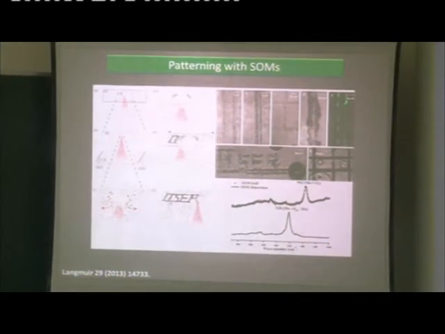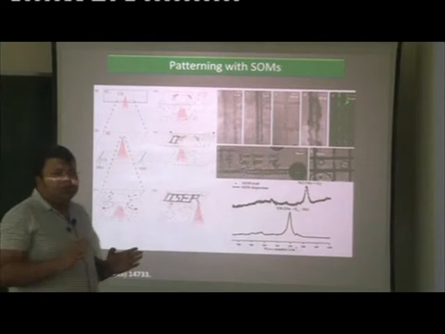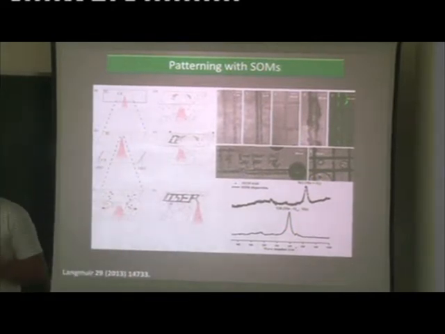How do we do that? So what we do is we take optical tweezers. Optical tweezers are nothing but, here we are not using optical tweezers in the true sense of tweezing.